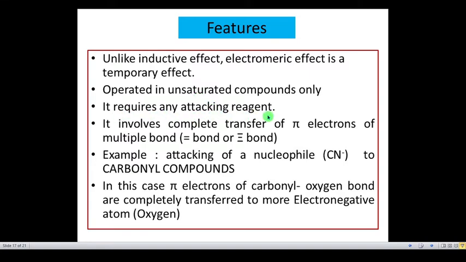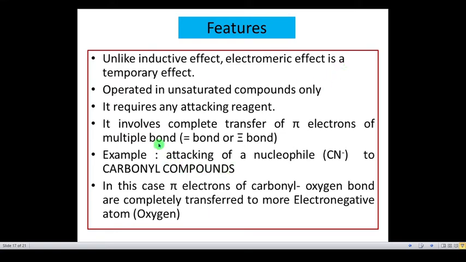It requires attacking reagents, and only then do the reactions take place, and it involves complete transfer of pi electrons of a multiple bond. I am repeating multiple bonds again and again because this point is ultimately important. These are fundamental things that everybody should point out. Multiple bonds are nothing but double bonds or triple bonds, which carry pi electrons. The pi electrons are completely transferred elsewhere by means of an attacking reagent, and so the electromeric effect takes place.